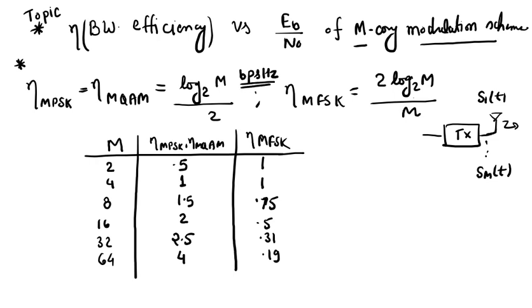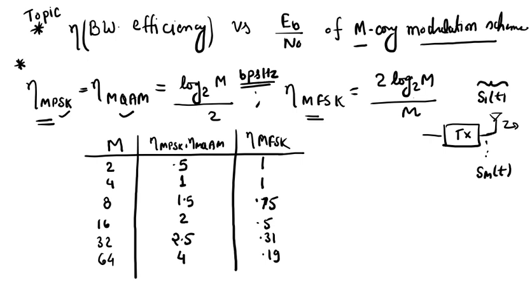So this we have seen that bandwidth efficiency of MPSK and MQAM is log2 M by 2, and bandwidth efficiency of MFSK is 2 log2 M by M. The physical interpretation of bandwidth efficiency is the data rate, or number of bits transmitted through each M-ary signal in unit time, in 1 second of time, and unit bandwidth.